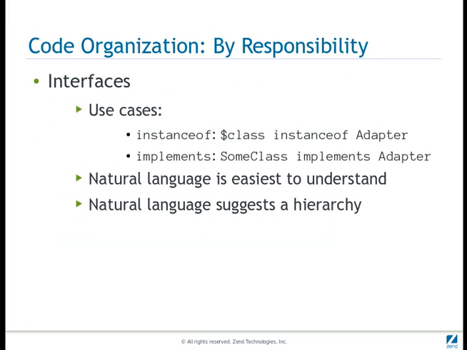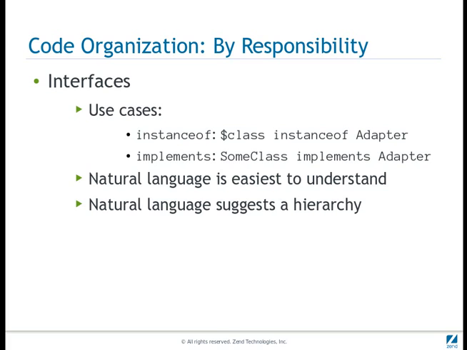There's also the idea of code organization by responsibility. In particular, I want to look at interfaces. In the use case of using instanceof or implements, it's useful to have a name that is descriptive of the capabilities. So if I say $class instanceof Adapter, I can understand, hey, I'm testing to see if this object instance I have is an instance of an adapter. Or if I say SomeClass implements Adapter, it's also again very clear. I'm declaring a class that is an adapter. It's natural language, and natural language is very easy to understand.